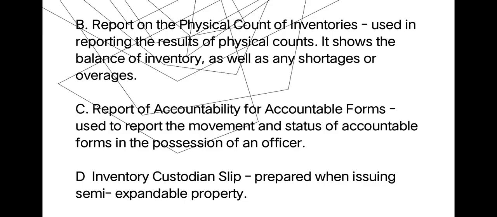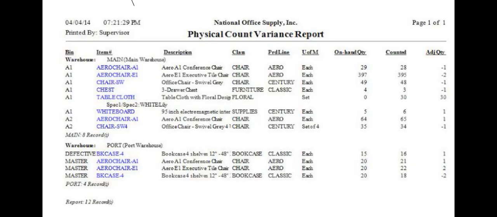Next is report on the physical count of inventories used in reporting the results of physical counts. It shows the balance of inventory as well as any shortage or overage. So, ito yung example niya. So, yung RPCI, isa siyang form na ginagamit para i-report yung physical count ng inventory items by type. Example is office supplies inventory, food supplies inventory, and etc.